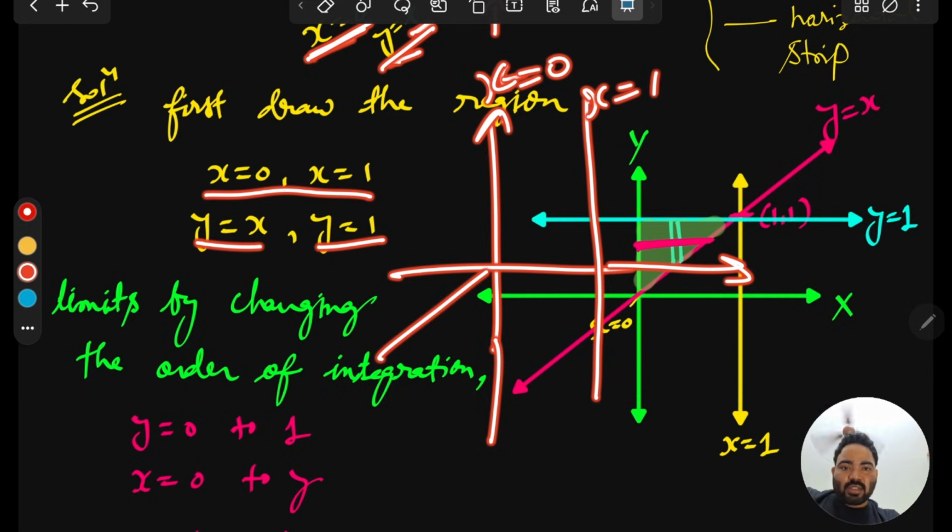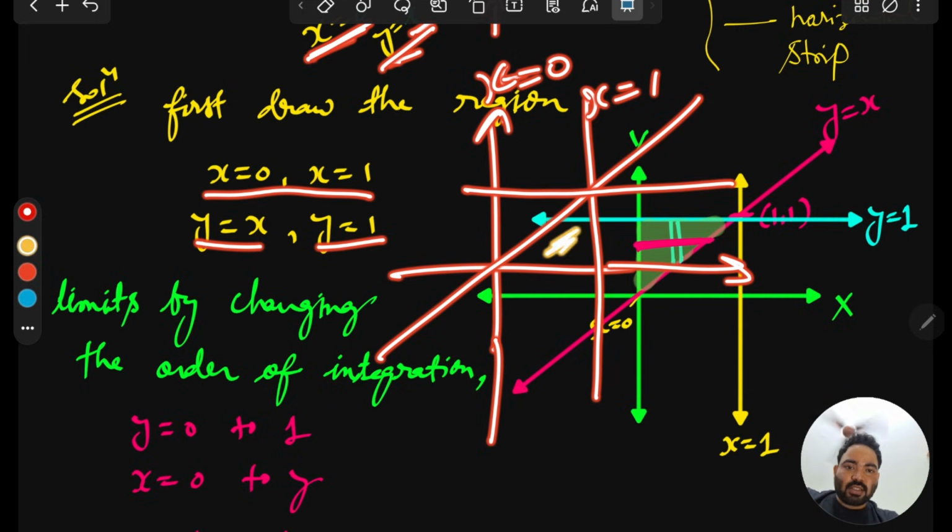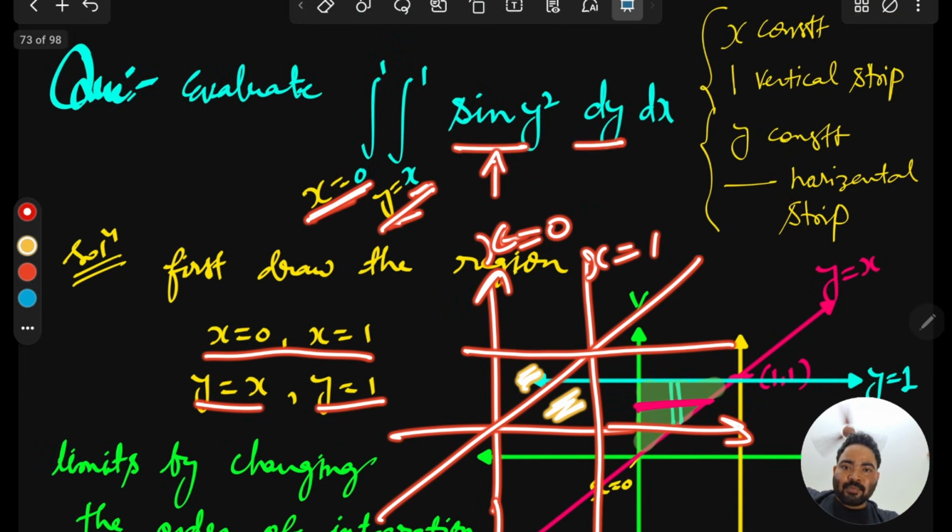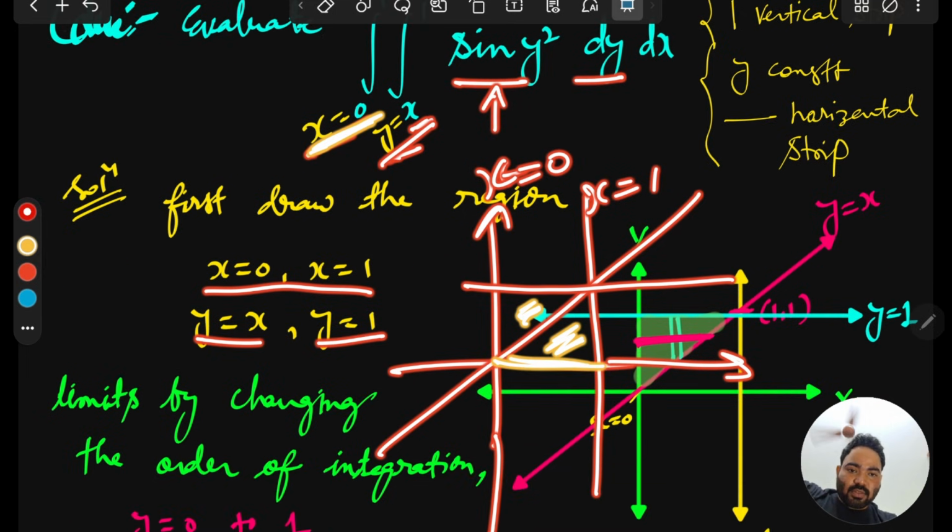Now come to y equal to x, passing through the origin. Now y equal to 1 at distance 1, if you draw, then this region will be covered. Now you might be confused which region you have to take, this inner side, this lower side, or upper side. Just see the limit, how the limit is moving. See, x is 0 to 1, which means x is constant, so it can be this region or the upper side region.